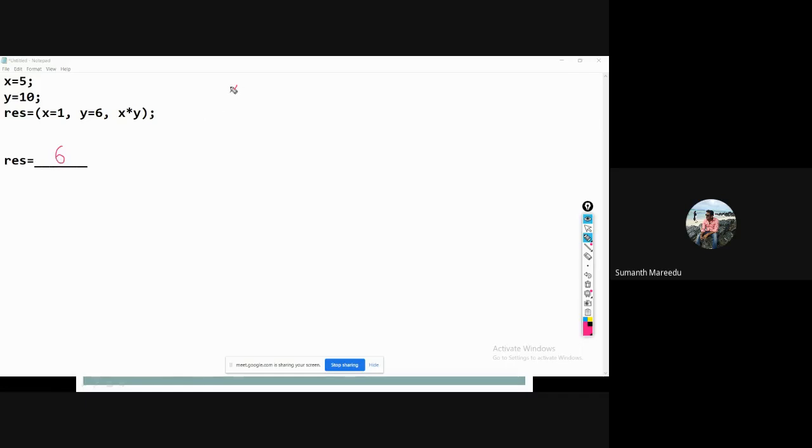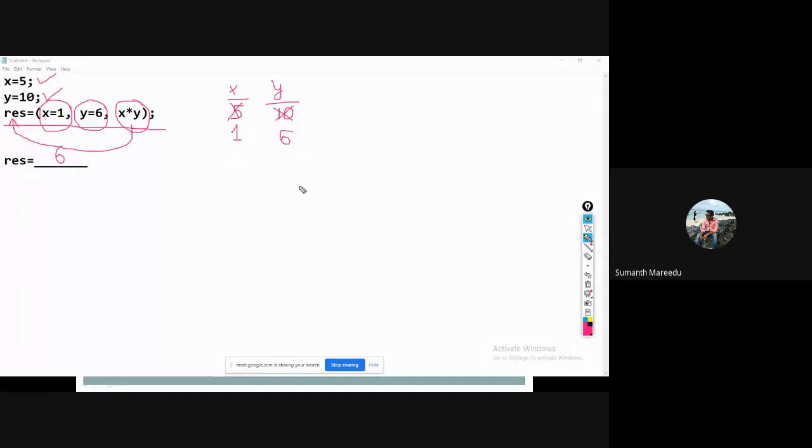Previously your x value is 5 and y value is 10. These are the two values actually assigned to your x and y. But later, when coming to this expression, the value of x got replaced with 1. That means it will lose this 5 and it got replaced with 1. And the value of y, 10, got replaced with 6. Now the third one is x star y, so it applies on 1 into 6, and that is assigned to result.